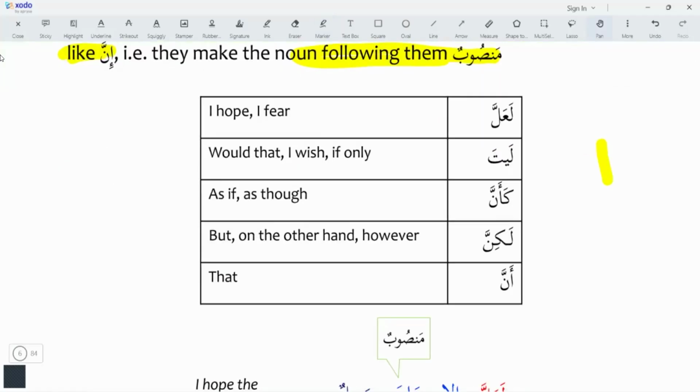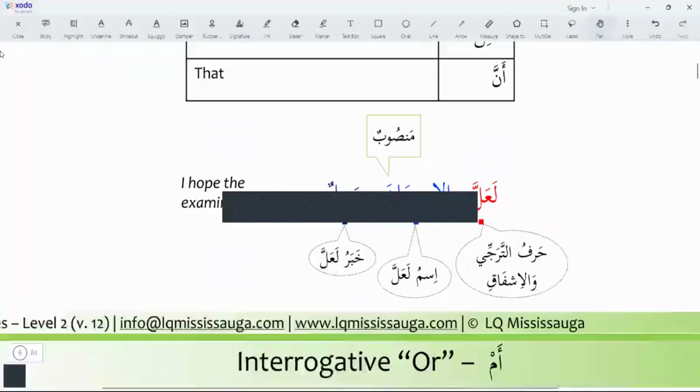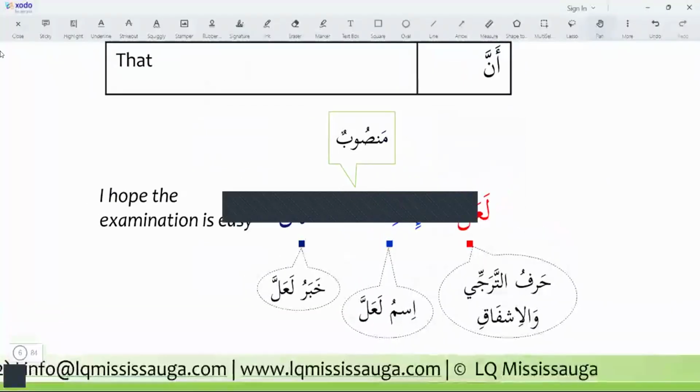La'alla, I hope or I fear. Laita, would that, I wish, if only. Ka'anna, as if, as though. Lakinna, but, on the other hand, however. And anna means that. So in this lesson, we will learn about la'alla.